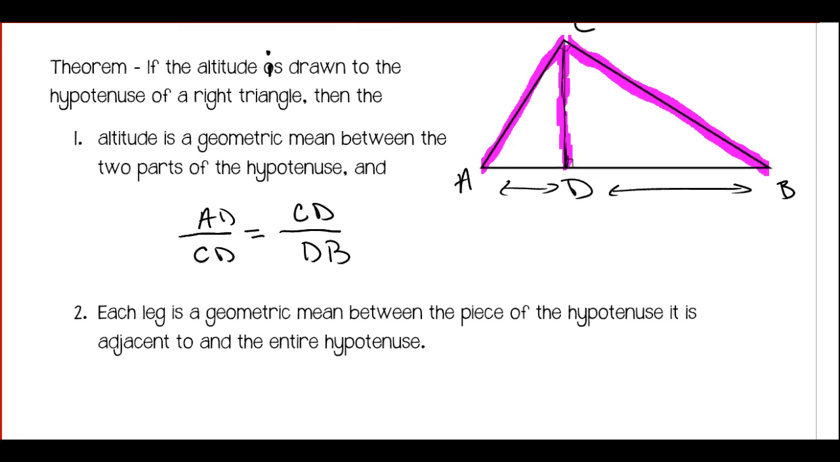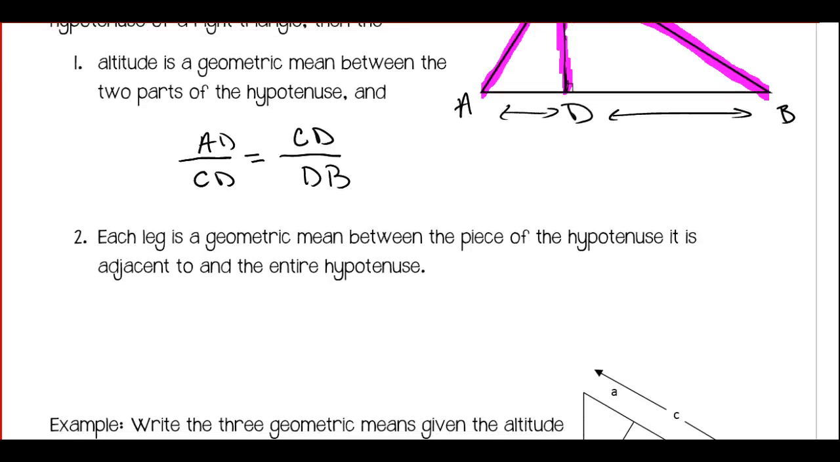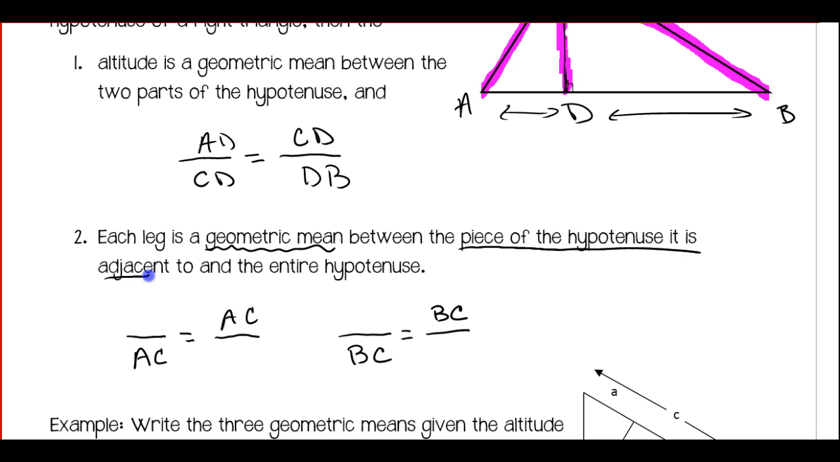The second part: each leg is a geometric mean. So let's start with that. I know I'm going to have 2 more proportions because there are 2 legs. One of the legs is AC, so AC is a leg, and it's going to be a geometric mean. And BC is the other leg, so that's going to be a geometric mean. So I know that's going to go in the second and third spots. And it's a mean between the piece of the hypotenuse it is adjacent to.